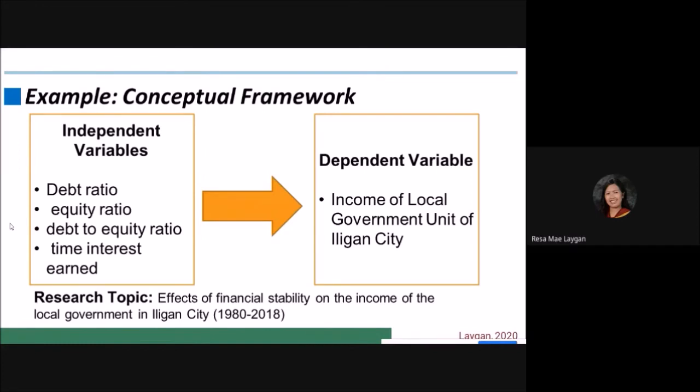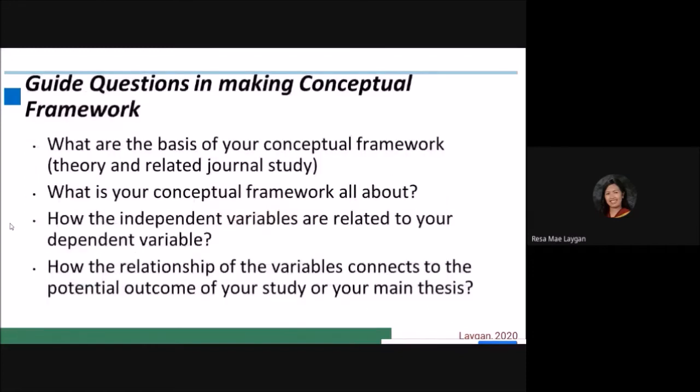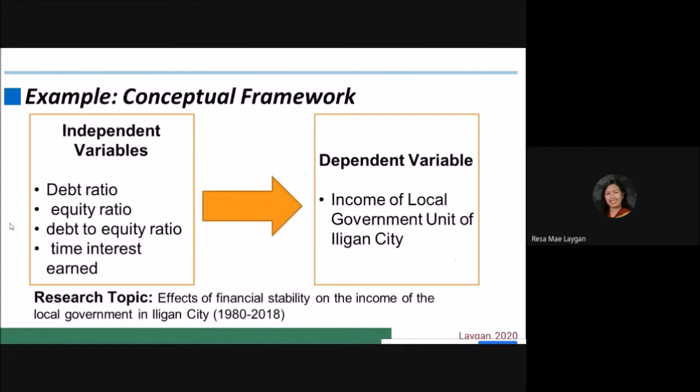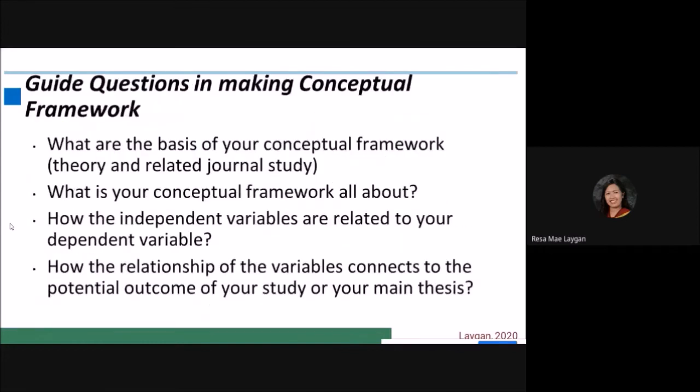You can also include other types of variables. And how does the relationship of the variables connect to the potential outcome of your study, your main thesis? So you are going to relate the relationship, for example, of these variables to the final outcome or the potential outcome of your study. So you're going again to write a descriptive format of your conceptual framework by answering these guide questions.